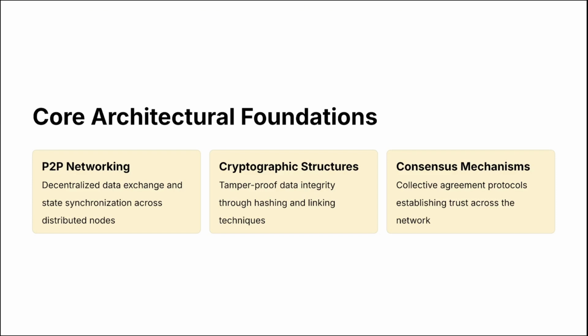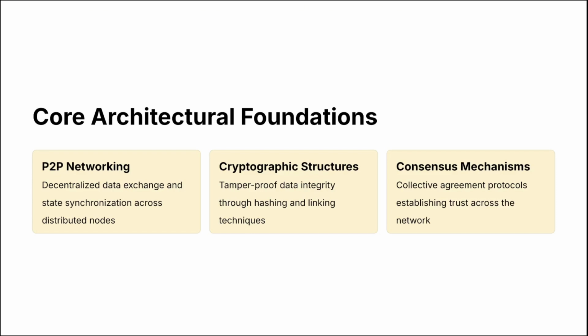The second component is the cryptographic structure. This is just to ensure the integrity of the data. Each piece of data is hashed and linked to the one before. These form a secure chain that is tamper resistant. Any attempt to alter the data would break these links, making tampering immediately obvious to the network.